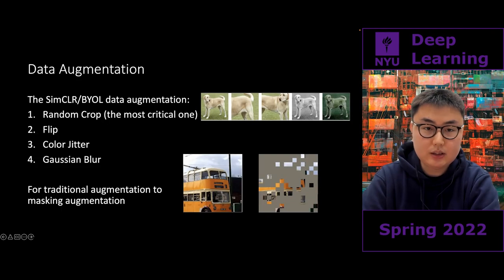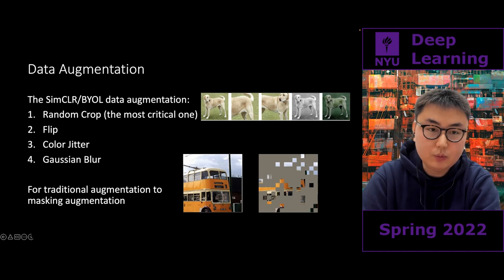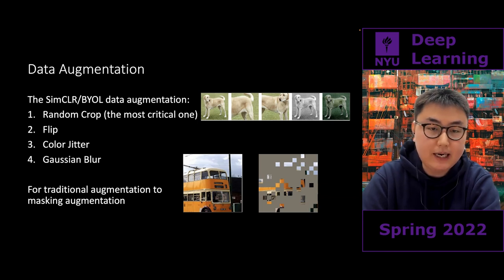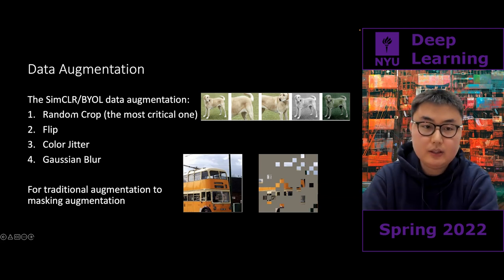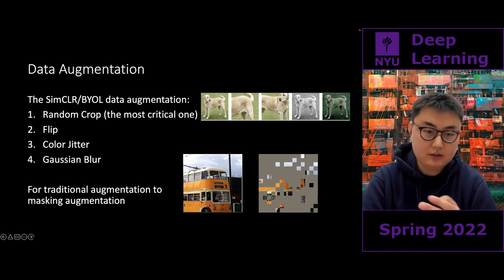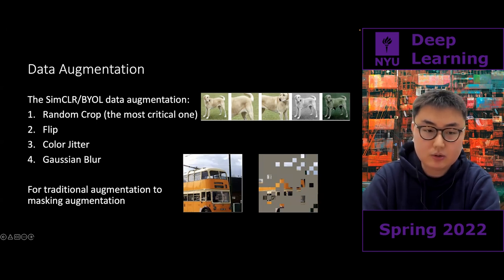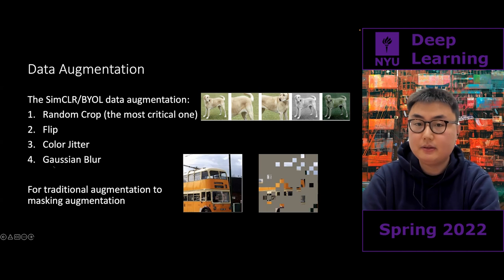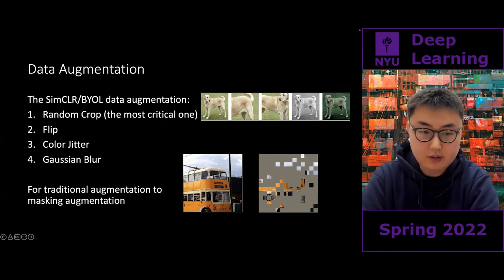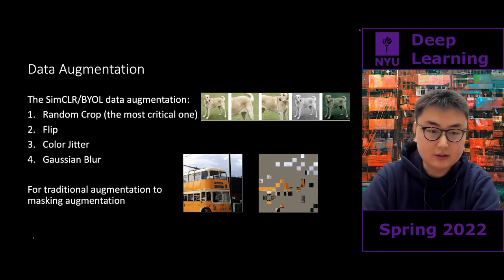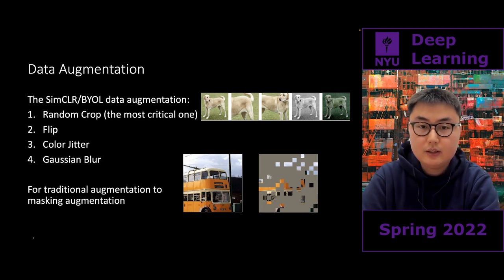For data augmentation, from 2020 to 2021, the most dominant augmentation was proposed by SimCLR and improved a little bit by BYOL. You basically give an image, do a random crop, and then horizontally flip it. Then you do some color jitter, basically changing the color or making it grayscale, changing the contrast or the brightness. Then you could do a Gaussian blur and make the image blurry. That's the standard data augmentation method for all of SimCLR, MoCo, BYOL, whatever.